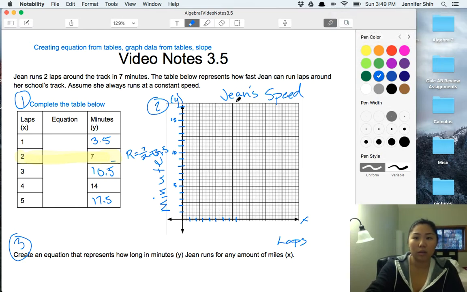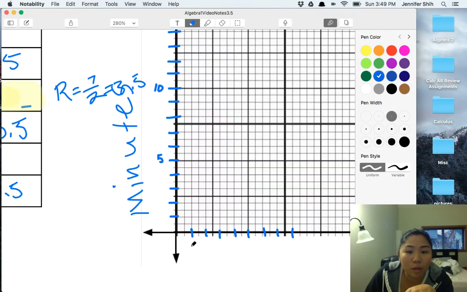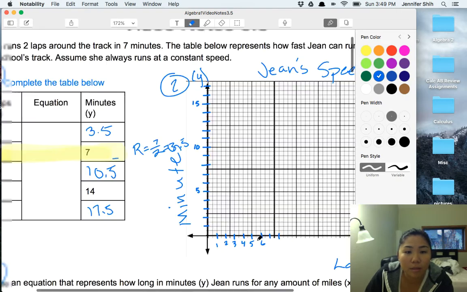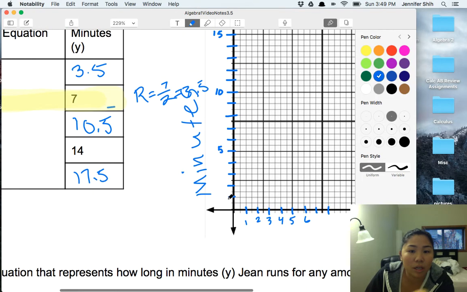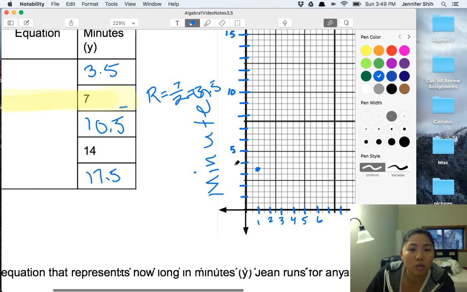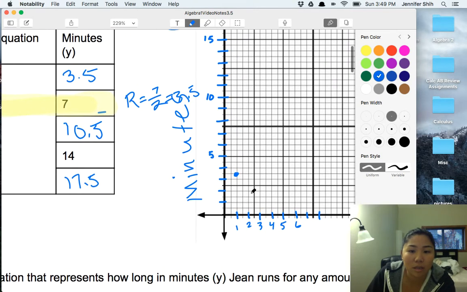Okay, for 1 lap, let's zoom in right here. For 1 lap, 2 laps, 3 laps, 4 laps, 5 laps, 6 laps. We have up to 5 laps. So in 1 lap, she can run 3.5. In 2 laps, she runs it in 7 minutes, so over 2, I'm going to go up to 7.